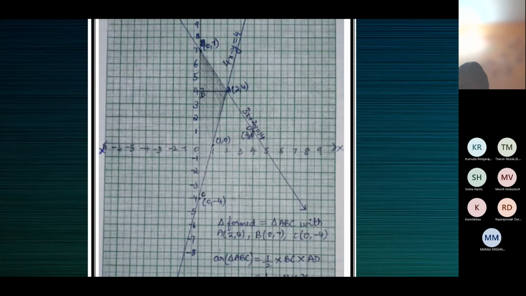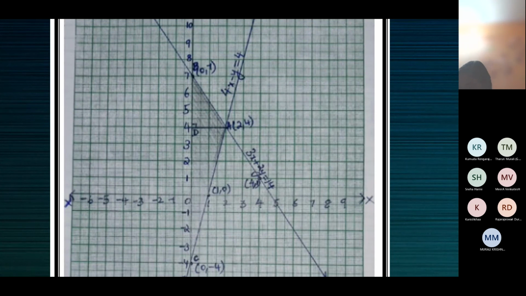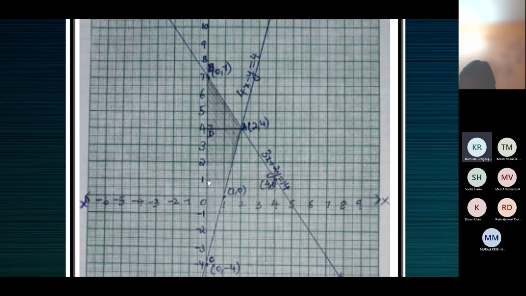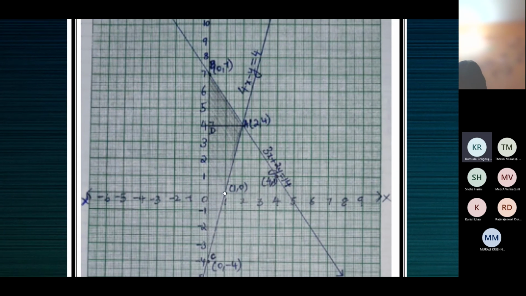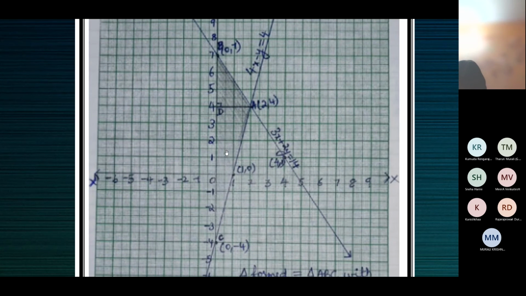Is it understood? Zoom into my screen. I can't annotate when I zoom in. This full thing is shaded, all this till here, till here. This is the triangle bounded by the two lines and the y-axis. y-axis, because x is equal to 0.